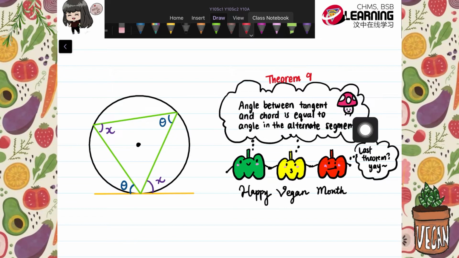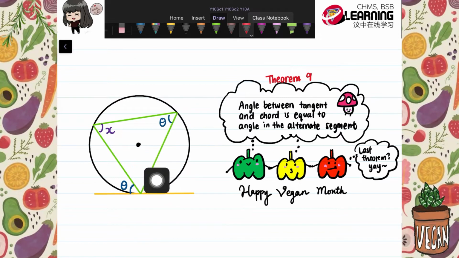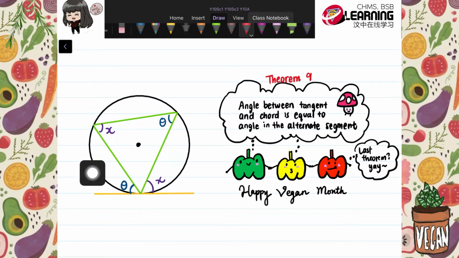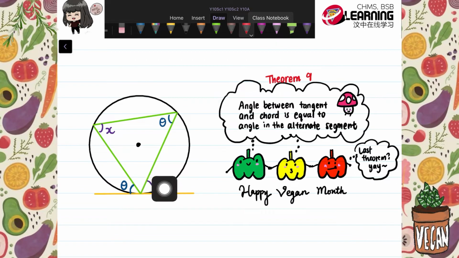Angle in the alternate segment. I'll tell you what the alternate segment is first. Let's look at the first chord. This first chord and the angle here is x. So the angle between this tangent and this chord is equal to the angle in the alternate segment. So the alternate segment is basically this one here. How do you know this is the alternate segment? You see this chord, right? It divides this major segment and this minor segment, right? This is your segment, correct?